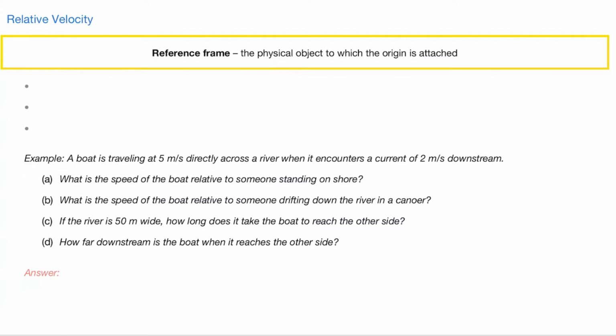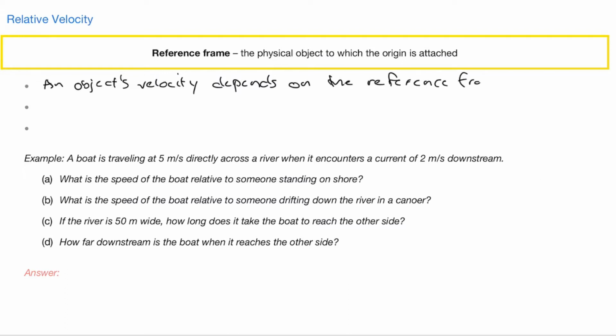And the key to relative velocity is the idea of a reference frame. This is the physical object to which the origin is attached. And the reason it's important is that an object's velocity depends on the reference frame. Two different reference frames may measure a different velocity for the same object.